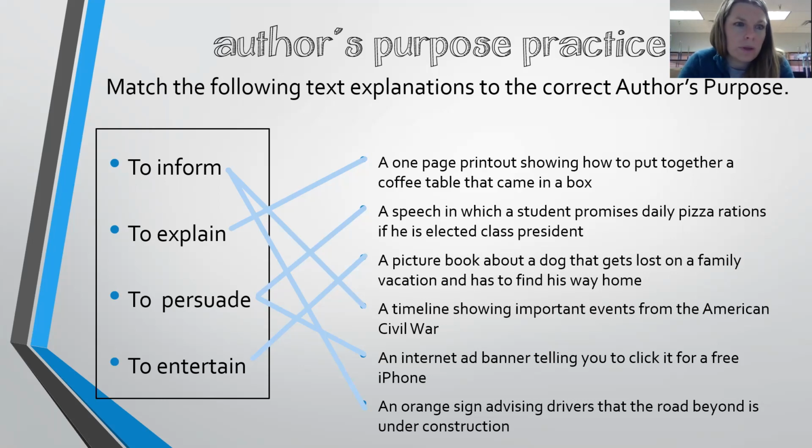If the orange sign advising drivers that the road beyond is under construction was only to entertain, well, then it's not suiting the purpose. Then there might be accidents. It is there to inform. So the definition of author's purpose is the reason why the author wrote the text, and it's important to pay attention to it, because then you are a more informed reader, especially if their purpose is to persuade you, because you want to be aware that someone is trying to make you think a certain way, or someone is trying to convince you of something, and they might have a reason for doing that.